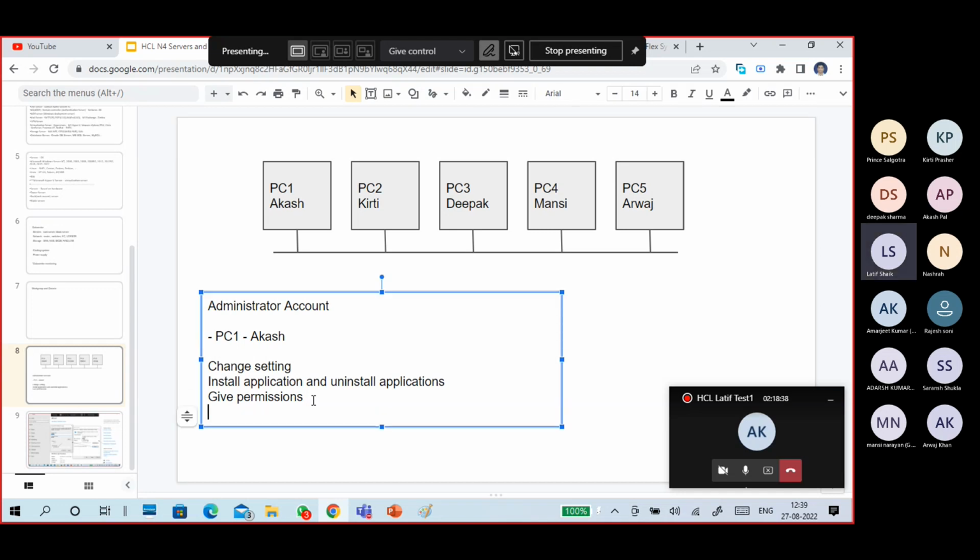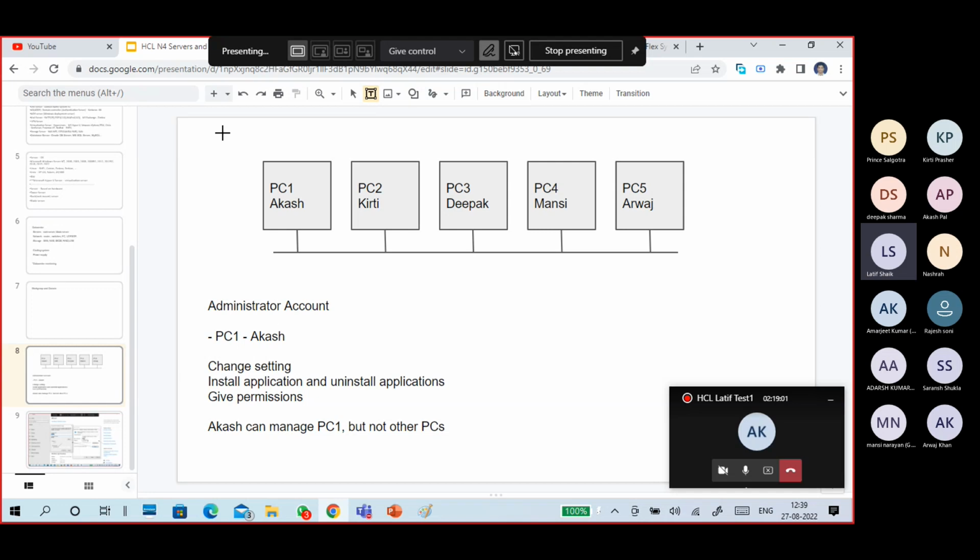Here it is. Akash can manage PC1 but not other PCs. Very simple, right? So this is the model of workgroup.